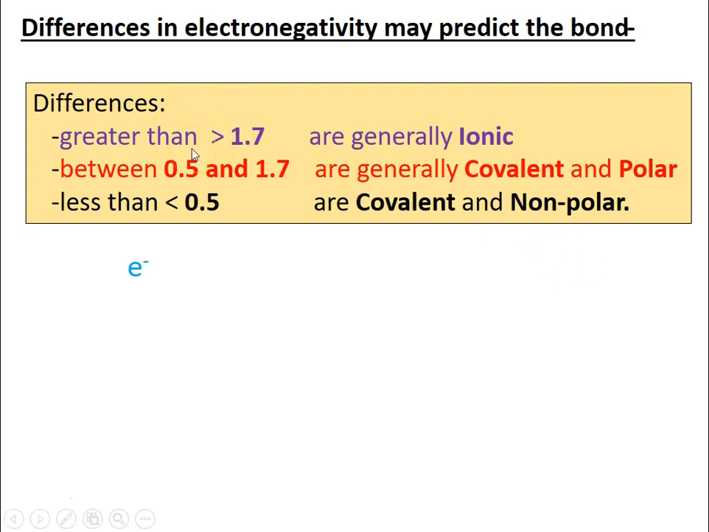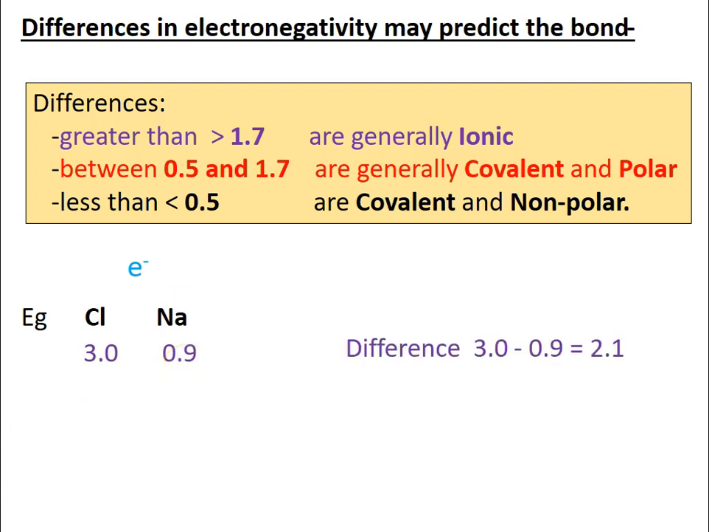So if we've got two atoms that are bonded, if the difference between them is greater than 1.7, so they're quite different in their electronegativity, then the bond that they would form would be ionic. So chlorine has an electronegativity value of 3. It's really good at attracting electrons, whereas sodium is 0.9. It's not very good at attracting electrons. So the difference between 3 and 0.9 is 2.1. So it's greater than 1.7, which means that the electrons, instead of being shared, the electron from the sodium is lost to the chlorine, which is why it becomes ionic.